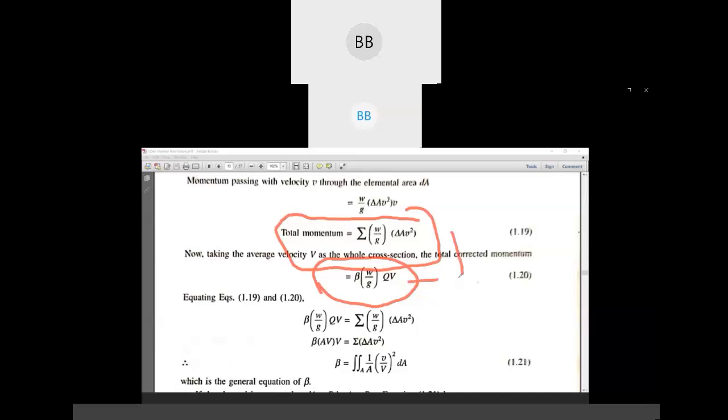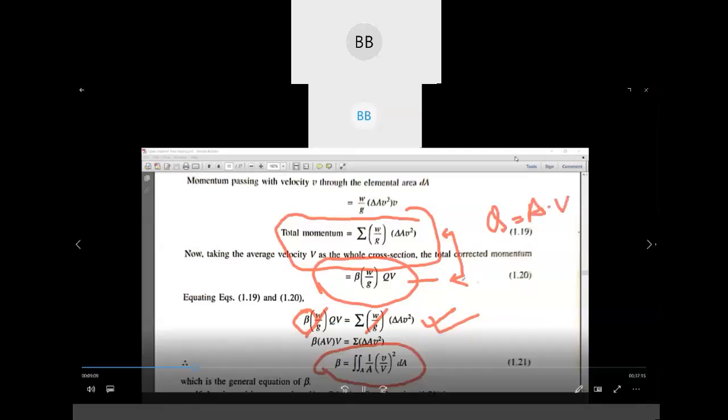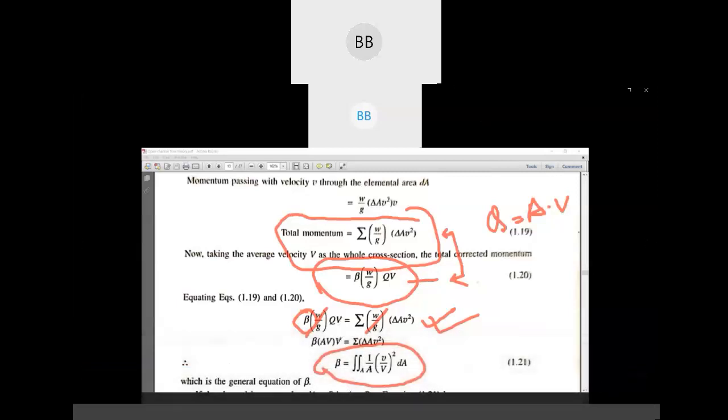Then we equate both equations, like what we did for alpha, and then we find the beta value. Simple mathematics. Specific weight by gravity on both sides will cancel out. In place of discharge, they have written area into velocity. We all know discharge is equal to area into velocity. So that is why it is beta multiplied by area into velocity. Then we have velocity here, and this is the summation of del A v square. Then you find the beta. And in place of summation, we replace the summation by integration.